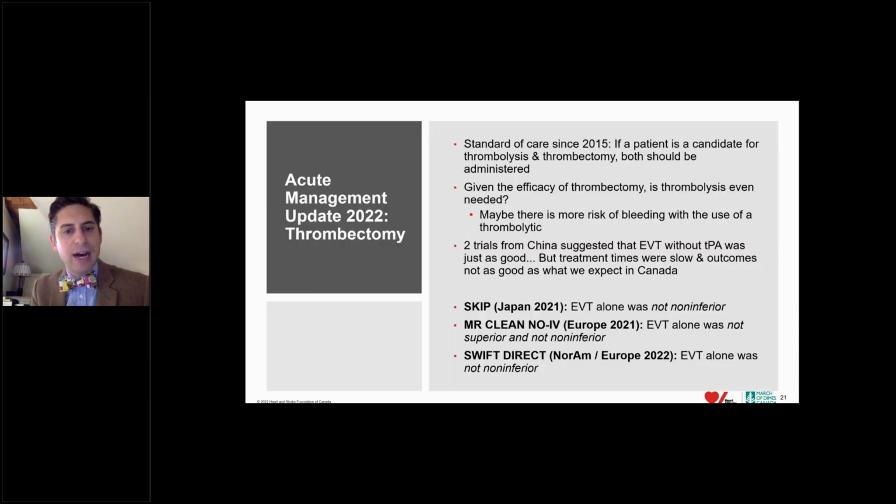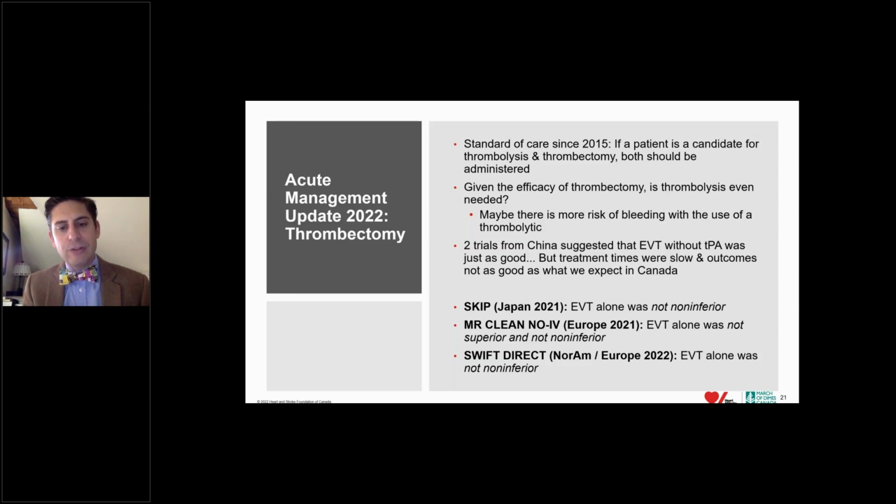Another major area of controversy lately is the question of whether we even need to combine a clot-busting drug, a thrombolytic drug, with thrombectomy when patients are candidates for both. It has been the standard of care since 2015 that if a patient was a candidate for thrombolysis and thrombectomy, then she or he should get both. Some people have argued, you know what, thrombectomy is so good, maybe we don't need thrombolysis.